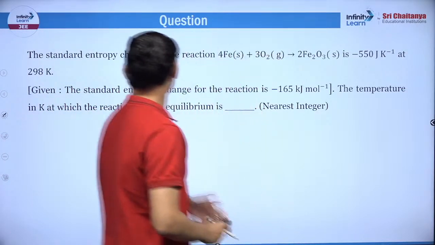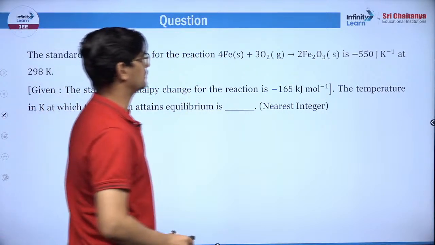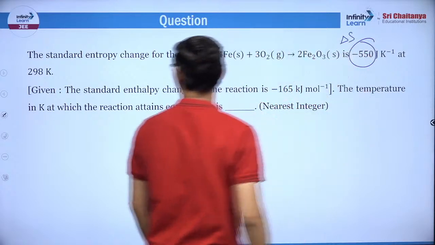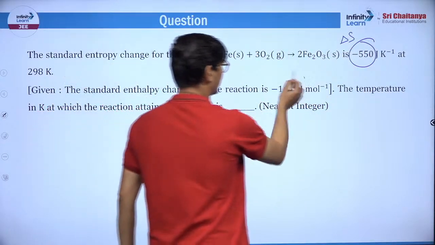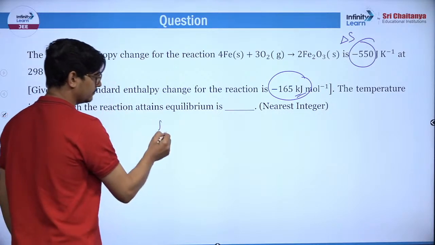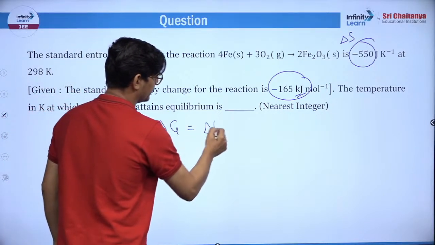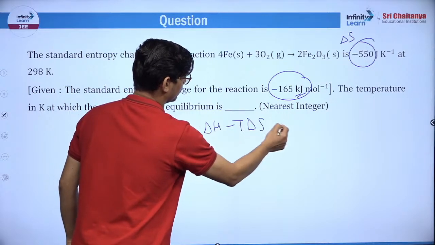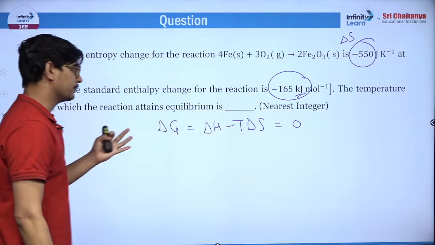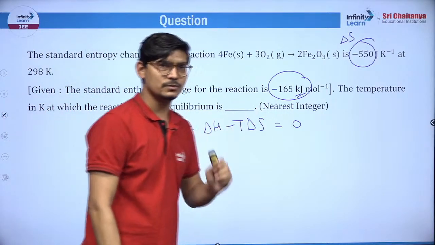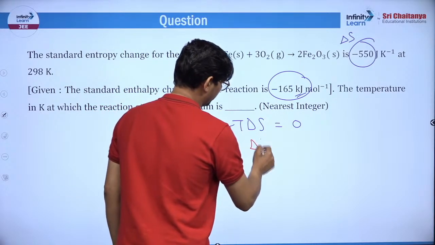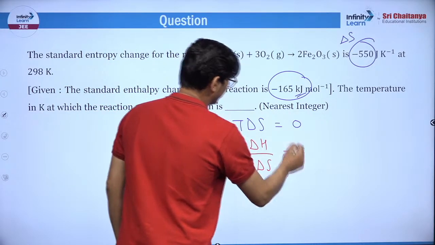Next question. The standard entropy change for the reaction is minus 550 joule per Kelvin. So this is delta S. The standard enthalpy change for the reaction is minus 165 kilojoule. The temperature at which the reaction attains equilibrium is calculated by this formula, right? Because at equilibrium Gibbs energy change becomes equal to 0. That means delta H minus T delta S becomes 0 and temperature is simply delta H divided by delta S.